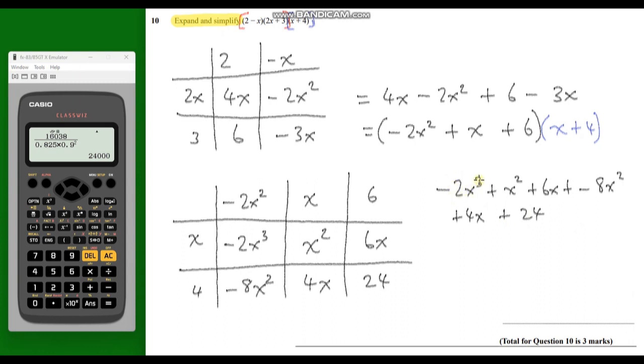We don't have any other x cubed terms, so we're going to have negative 2x cubed, but we do have 2 x squared terms. We've got 1x squared minus 8x squared. That's going to give us minus 7x squared. Now let's look at our x terms. We've got positive 6x and positive 4x. That's going to give us positive 10x. And then we've got that 24 hanging out the back there. So plus 24. So that is my final answer.